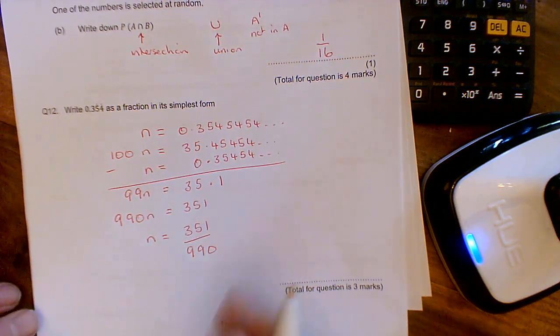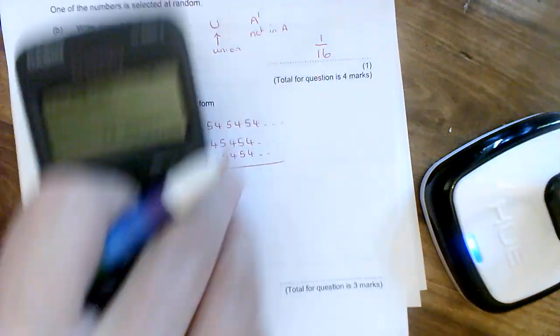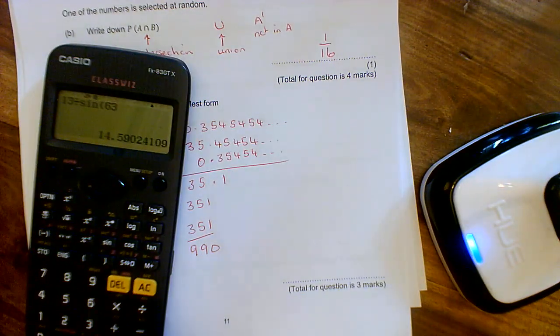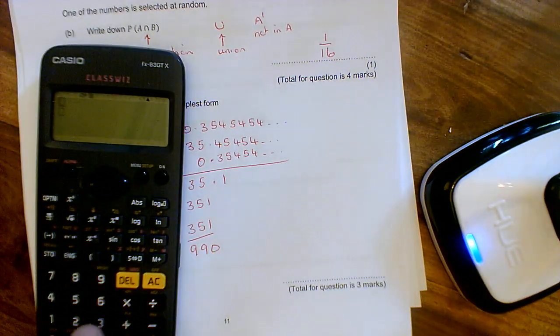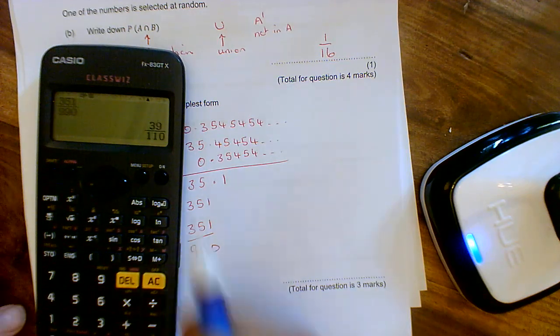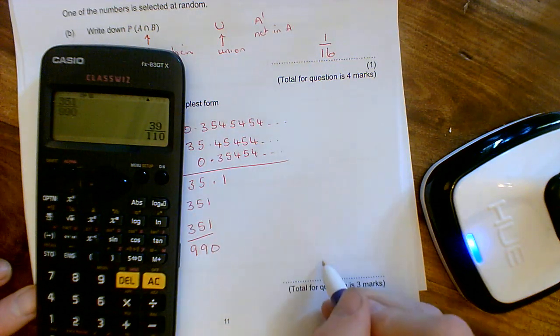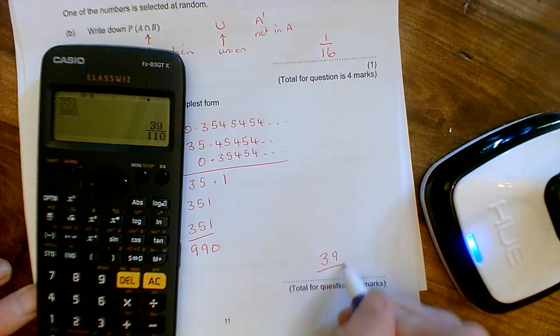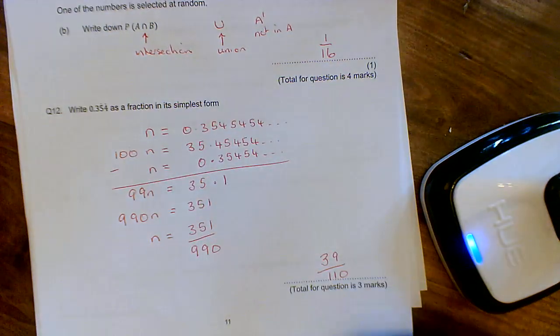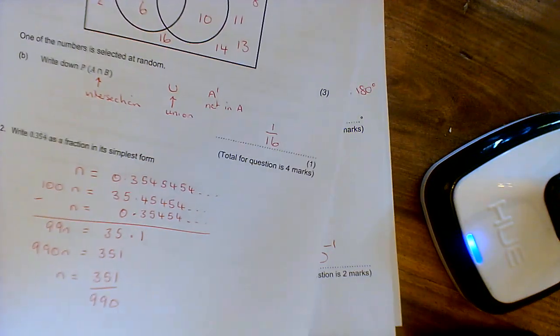Now a little cheat here is, because I can't see that it cancels down, it probably does, it divides by 9, doesn't it? If I just get the calculator and type it in as a fraction, so 351 over 990, like that, press equals, and the calculator will do all the simplifying for me. So my final answer is 39 over 110. So you can cheat a little bit at the end to cancel your fraction down.